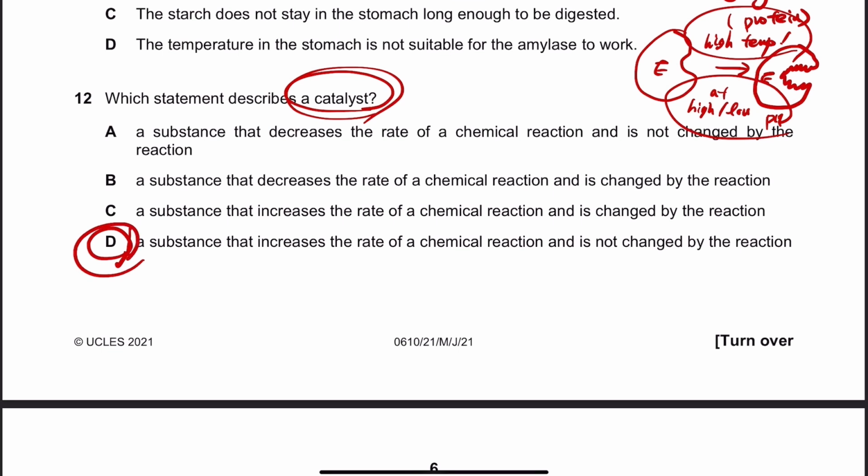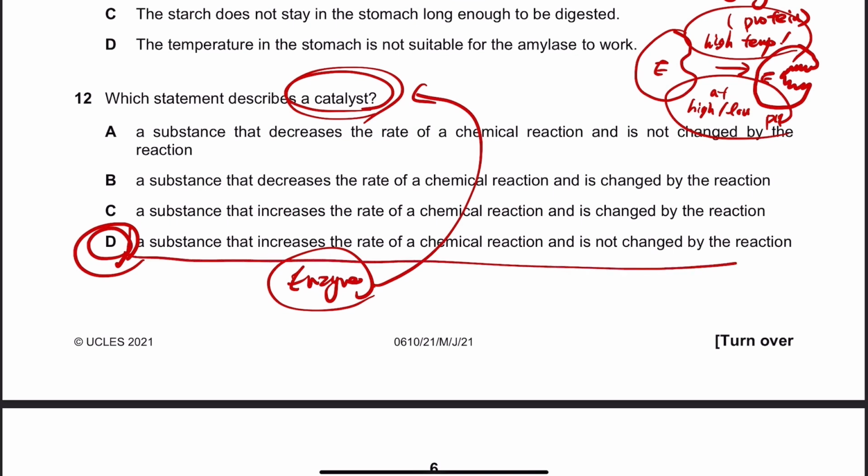quite often you actually have to give a definition about the enzyme, and enzymes are catalysts. So if you just write this when you try to explain about the enzyme, you can get easy marks.